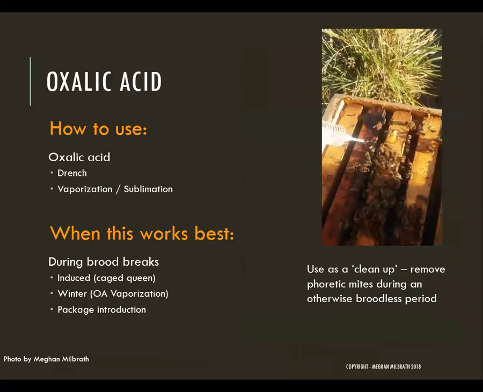There are a couple of ways that you can use it. One is the drench, which is shown here. The other is what people call vaporization. It's technically a sublimation, where you take the chemical and heat it up and either blow it into the hive or allow it to dissipate throughout the hive and basically coat the bees. The idea with oxalic acid is that you want to get it on all of the bees. And so it works really well.